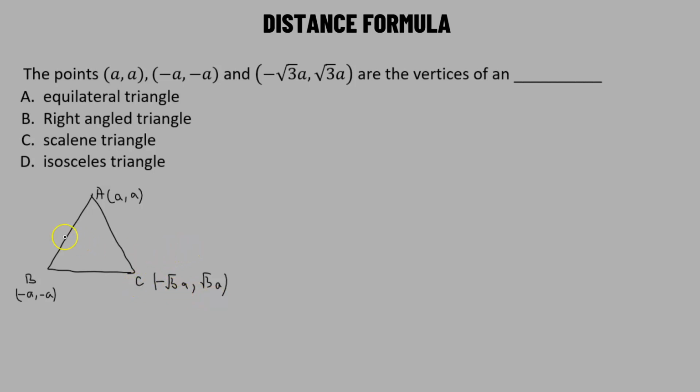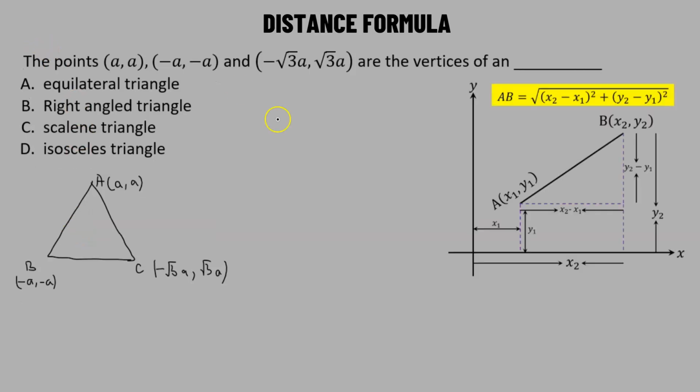Now we'll try to find out the length of each of the sides of the triangle. For this, we'll have to use the distance formula. So let's first specify it. Here we have 2 points, point A and point B, whose coordinates are given. Then the distance between point A and point B, which is a straight line, is given by the square root of the square of the difference of the x coordinates added to the square of the difference of the y coordinates.